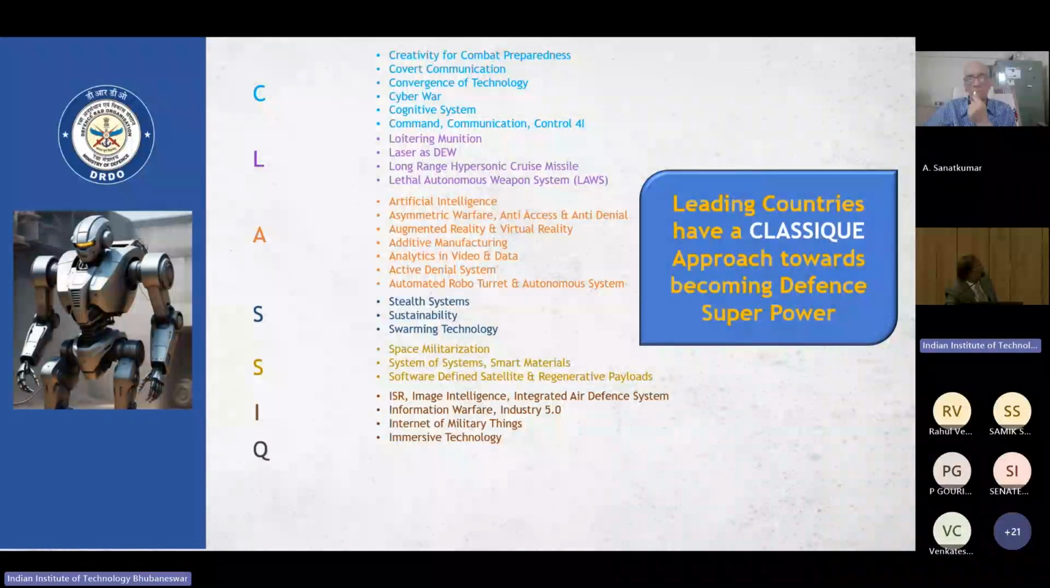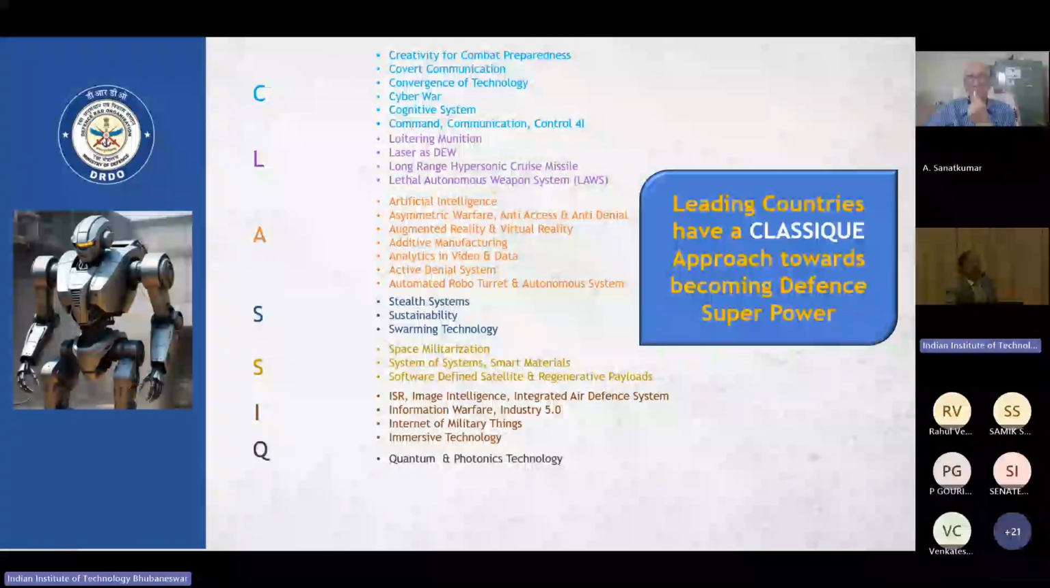What does Q stand for? I think you all can guess it. Quantum and photonics are going to be the future of the war. Quantum technology is going to decide how the country is going forward.